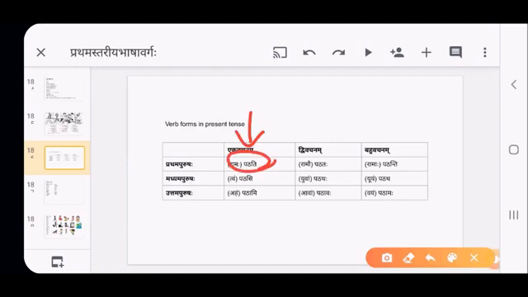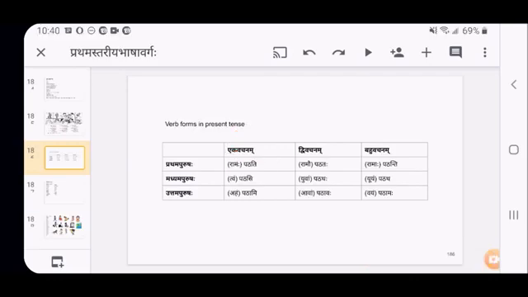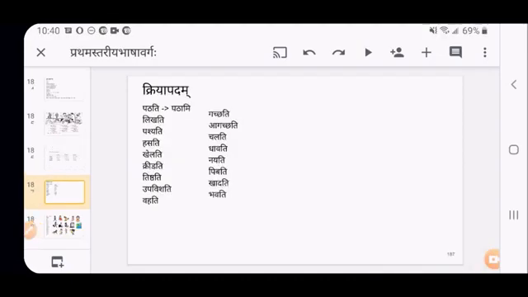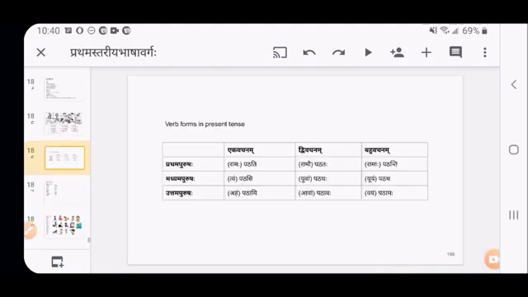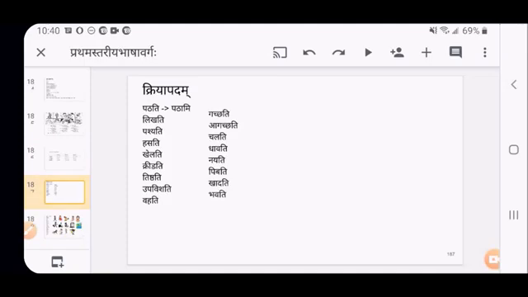Bhavan gacchati, bhavan patati, bhavan likhati, bhavan uttishtati, bhavan tishtati, all those. Bhavan chalati, bhavan khadati. So in this table, we'll do some exercise here.